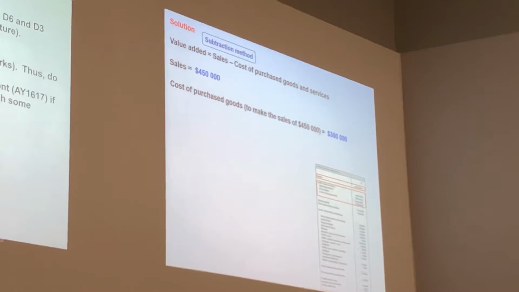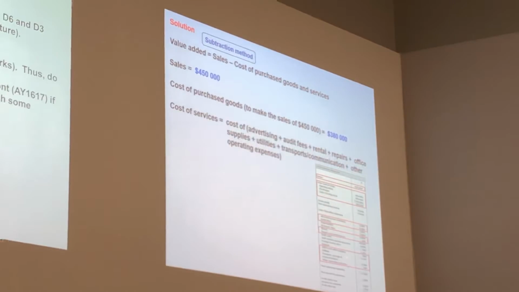Now, from your P&L here, where are the services? What are services, guys? What are the utilities? Am I right? Utilities are your services. Office supply, pencil lah, all this sort of thing. Waste paper basket lah, papers for printing lah, all these services. Transport lah, rental lah, repair lah, all these sort of things.